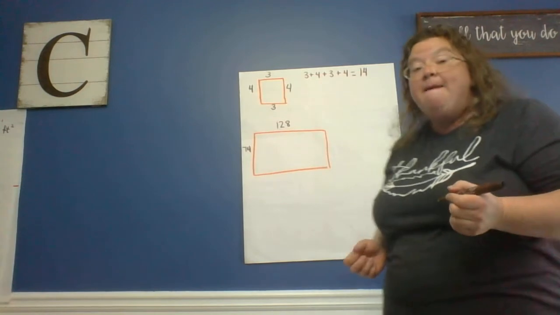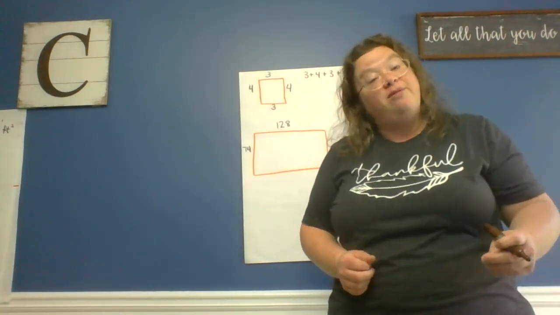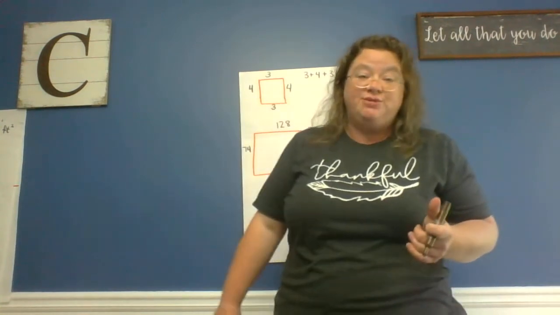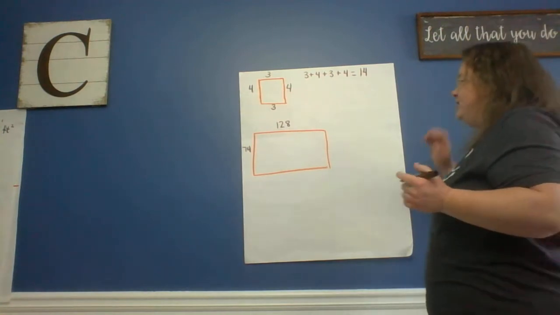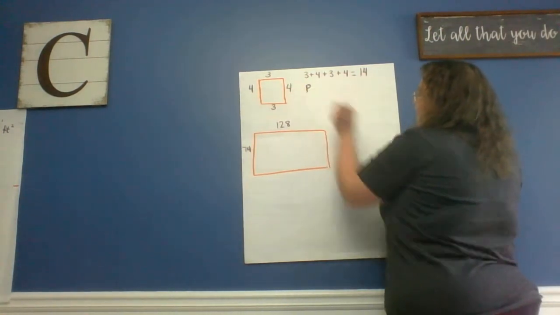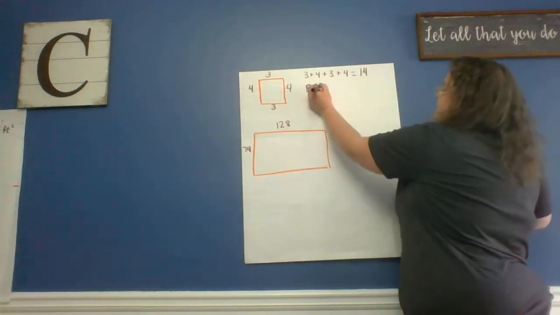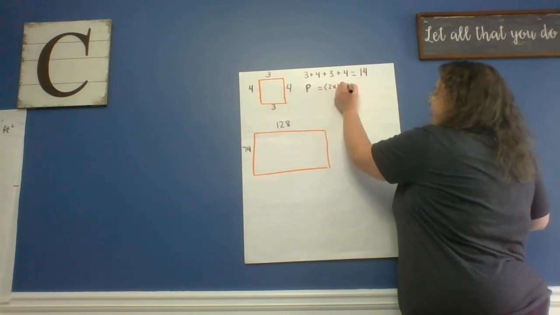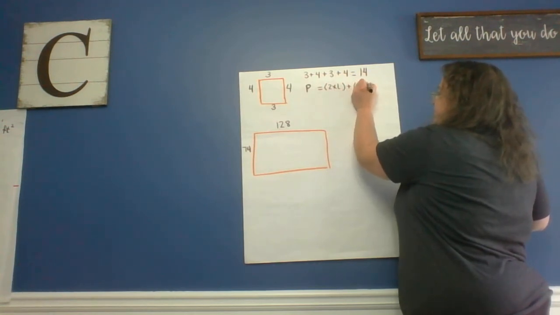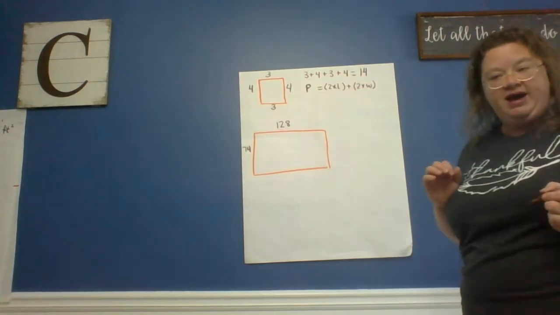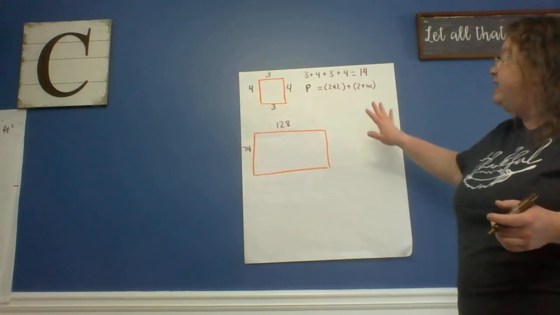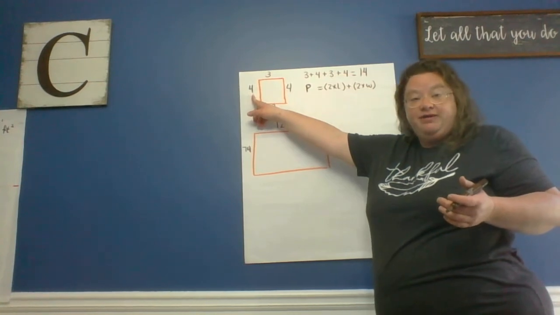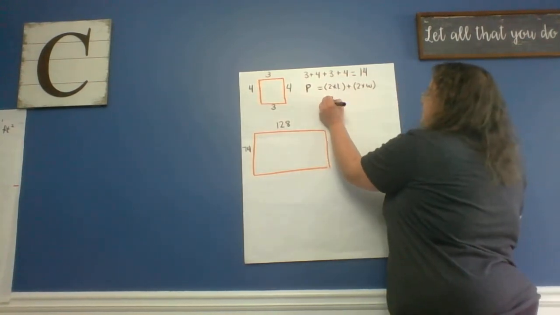Now, you can still do that, but you also need to know a new formula, and we're going to add some multiplication in. It's not hard. It's the same thing as this. We're just going to turn it into a multiplication formula. So, what we're going to do for perimeter now, and I'm going to write a P to stand for perimeter. P is equal to 2 times the length plus 2 times the width. Okay? I'm going to show you what that means. Don't panic about that because it's really not hard. So all you're going to do is take your length, which is 4, and you're going to multiply it by 2.